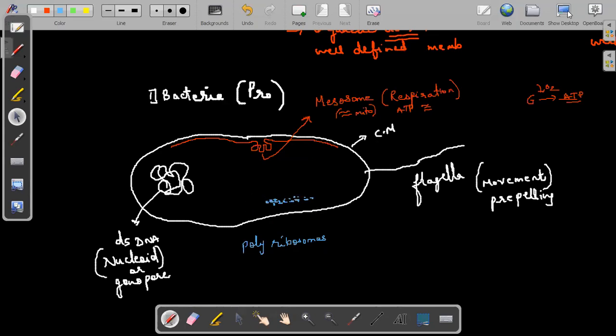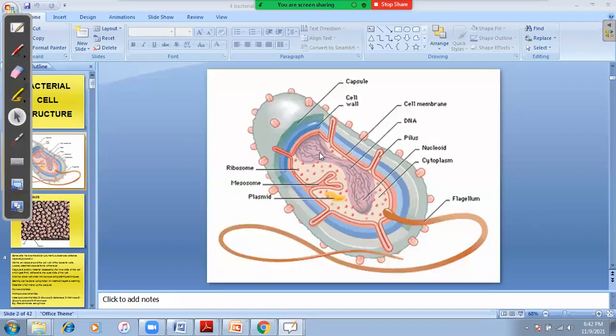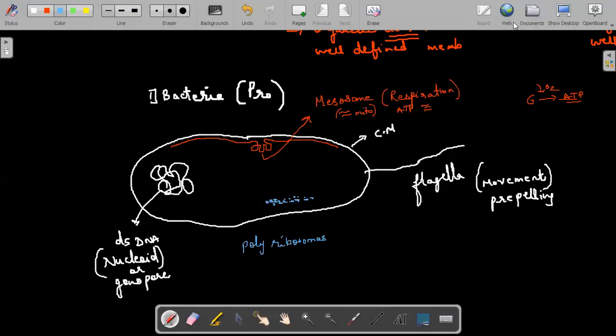Have a look at this picture. Ribosomes here, but they're usually present as polyribosomes. The cytoplasm is here, right at the center. Cytoplasm is this fluid in which all these ribosomes and structures are present.